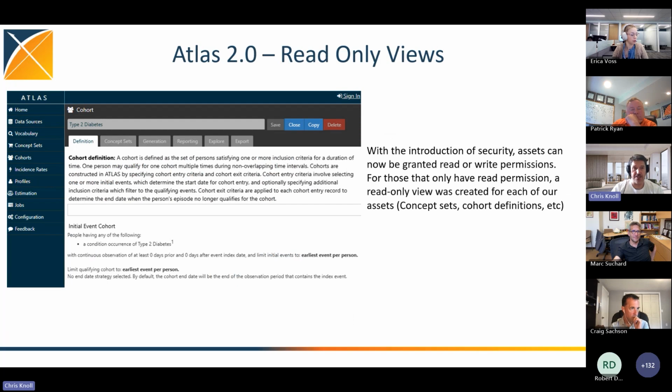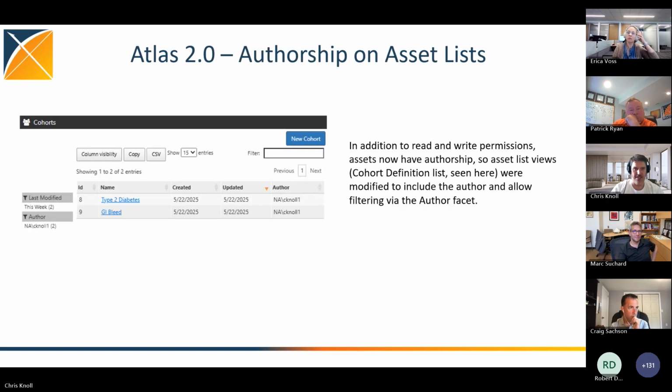With authentication and security, we had the notion of read and write permissions to things, to assets. In this example, we're showing a cohort definition that's in read-only mode. So we had to create read-only views of all of our assets for those people that didn't have write permission. With security as well, we had authorship. So we added authors to all of our asset tables and allowed you to filter by who created the asset.